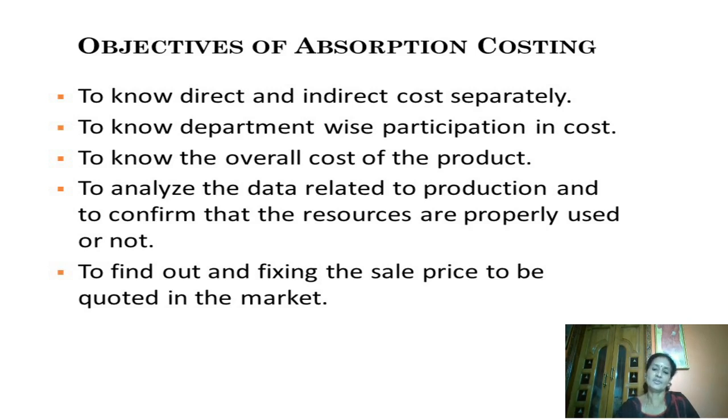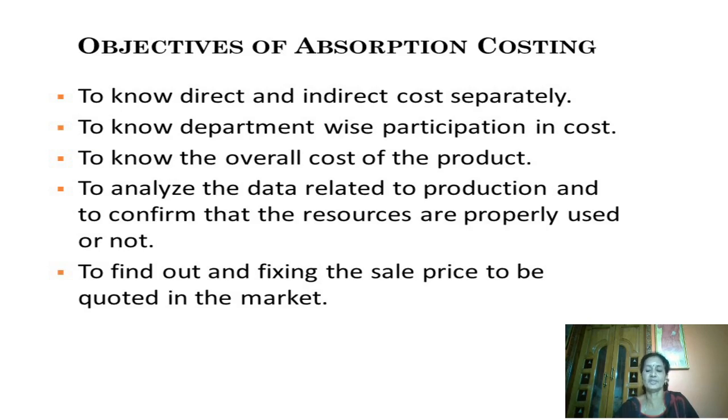To know the overall cost of the product, finally we are going to arrive at the overall cost of the product also. To analyze the data related to production and to confirm that the resources are properly used or not. So what all is related to production will be analyzed and we can check whether all the resources are used properly or not. To find out and fix the sale price to be quoted in the market. So once we arrive at the total cost and once we know what is the profit margin we should have for that particular product, we can quote the price for the market. So these are the objectives of absorption costing.